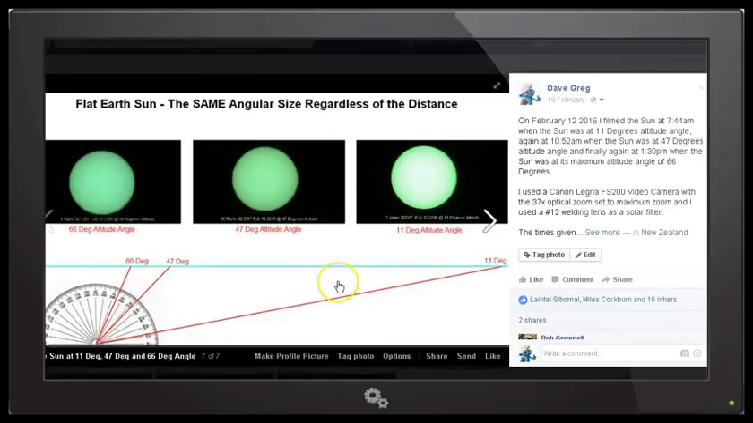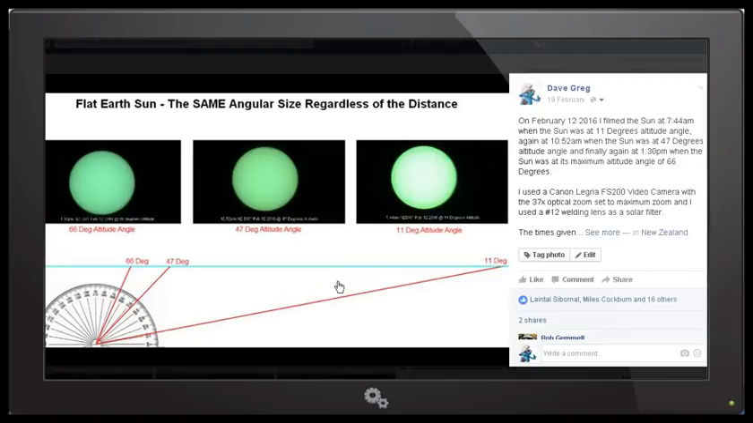So there we have it, no difference in the angular size of the Sun regardless of the distance from the observer. And this is further evidence that the Earth is not flat and that the flat Earth model does not work in practice.